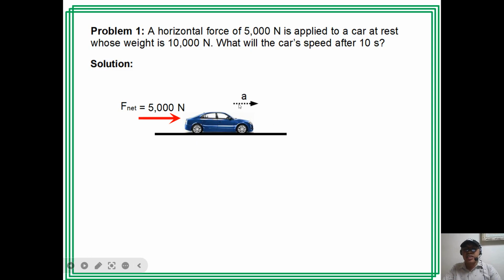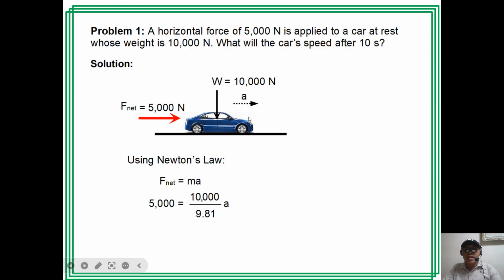Let us say the 5,000 Newtons is applied to the right, so the car will move in the right direction. Then we have the acceleration. In this case, the car will accelerate. By Newton's second law, there is no other force acting here, so the net force is simply equal to the 5,000 Newtons, and that is equal to mass times acceleration. The mass of the body is equal to weight over g. So 5,000 equals 10,000 over g times a. We can solve for the acceleration: 4.905 meters per second squared.